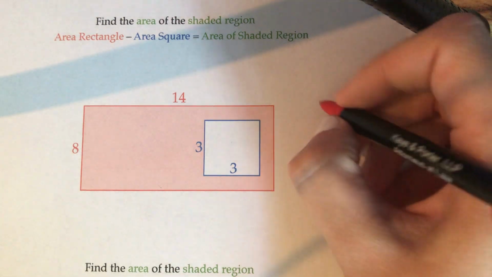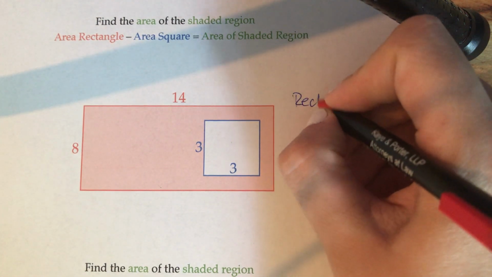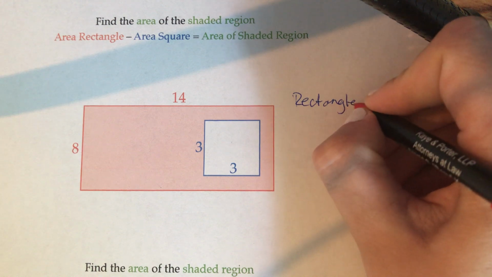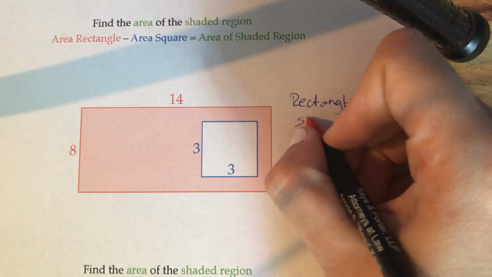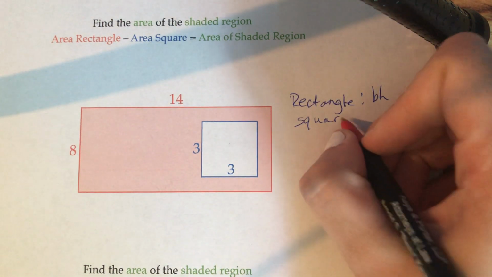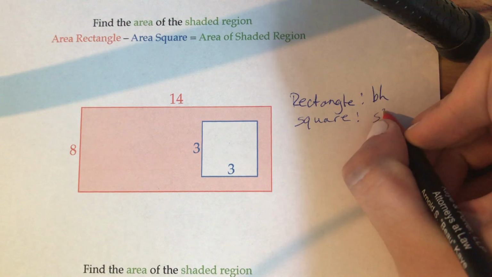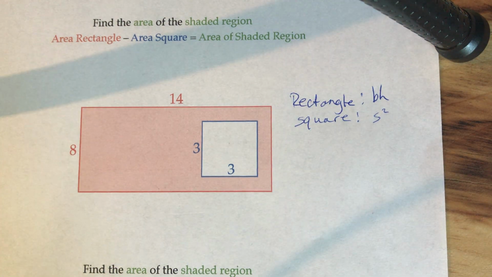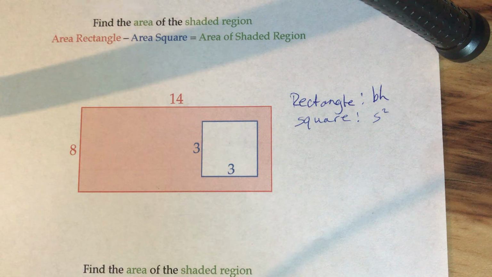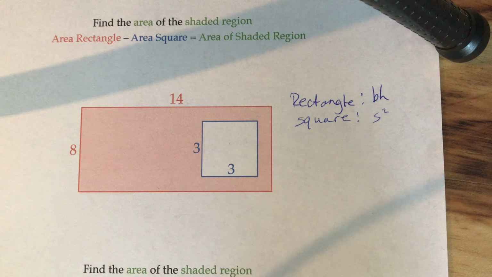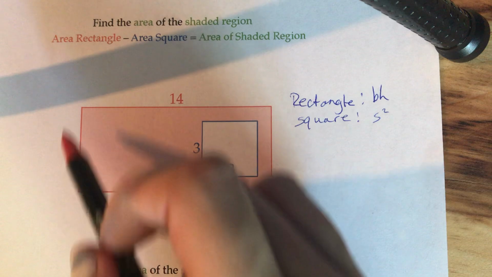So the area of a rectangle is just your base times your height, okay? And then your square, which is what we have over here, is just your side squared, okay? So we're going to use these two formulas, and I'm going to refer back to these throughout the lesson, so just keep those in mind. Those should come to you immediately. If not, I would definitely go back and review all of your area formulas. Okay, but we're going to first start with finding the area of the rectangle.